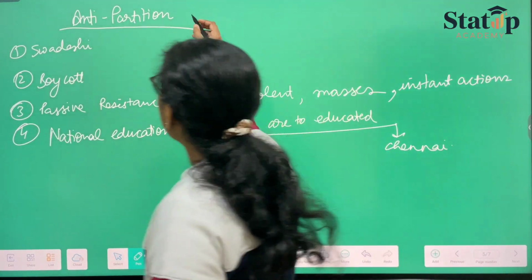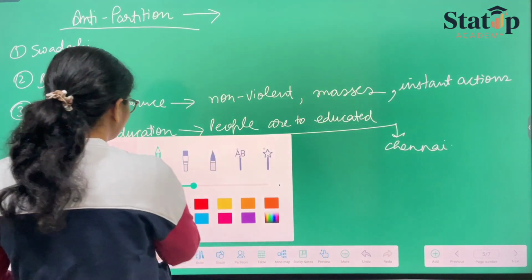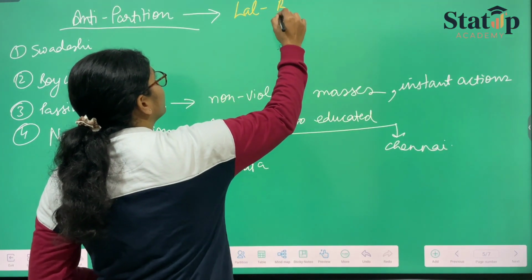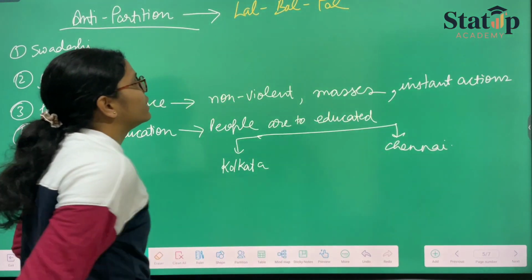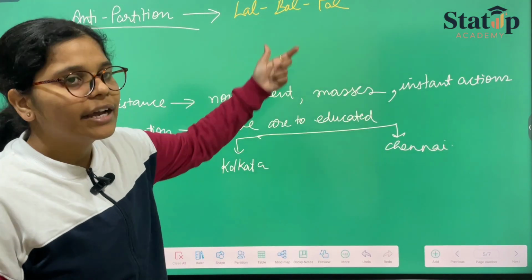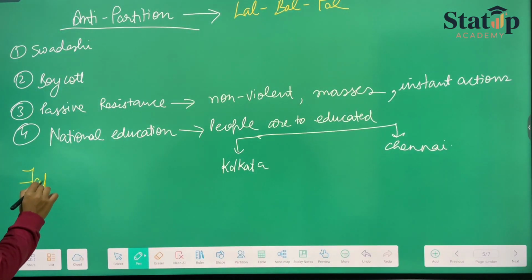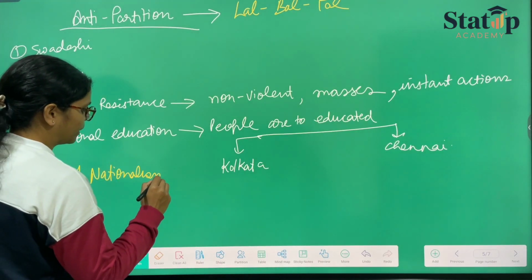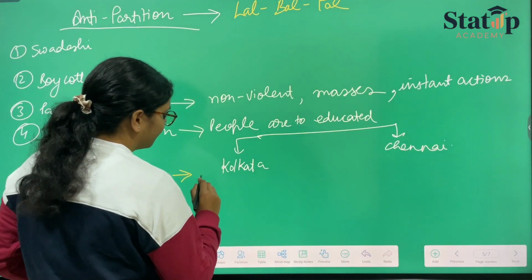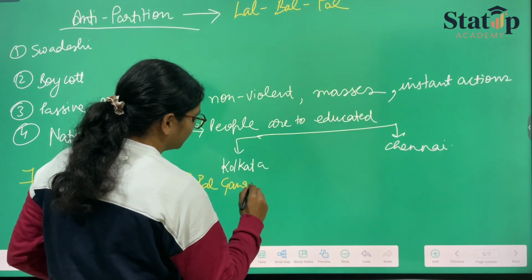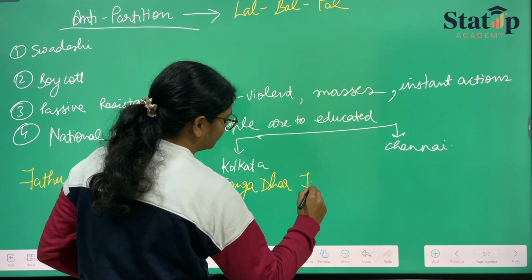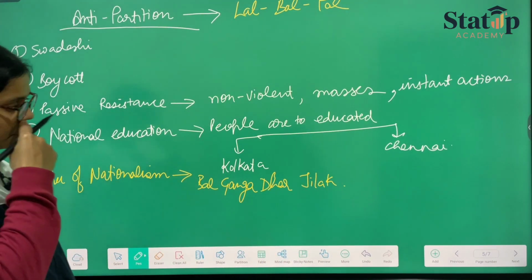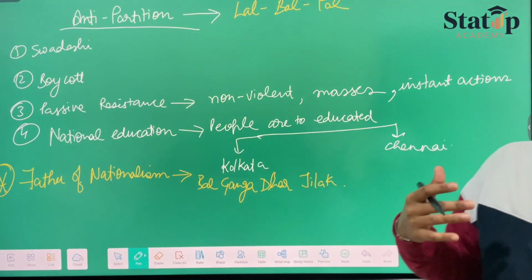Now the anti-partition movement was basically led by three major leaders, Lal, Bal, and Pal. Whenever we talk about this trio, we get to know the father of nationalism, Bal Gangadhar Tilak. So this also you need to mark as important. So these were all the factors that actually took place.